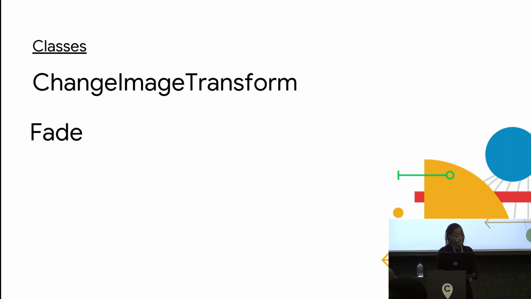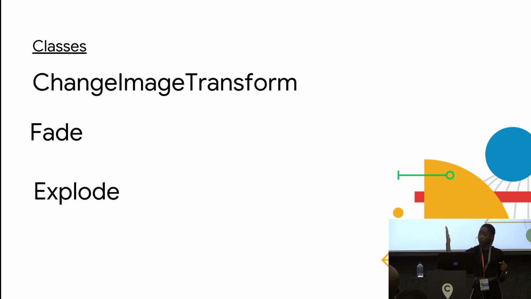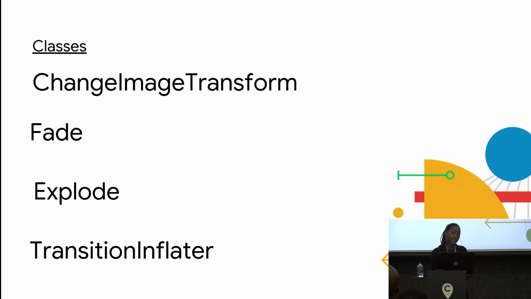You also have the fade, which tracks the visibility of target views from the starting scene to the ending scene. So when you're moving from one layout to the next, it will fade it out. When you have to go back in, it will fade it back in. You also have the explode, which is when a layout will come in from the edges. Instead of coming in all the way in, it will explode onto your layout. You also have the transition inflater, which is used to inflate your transition resource files. These are your XML files.